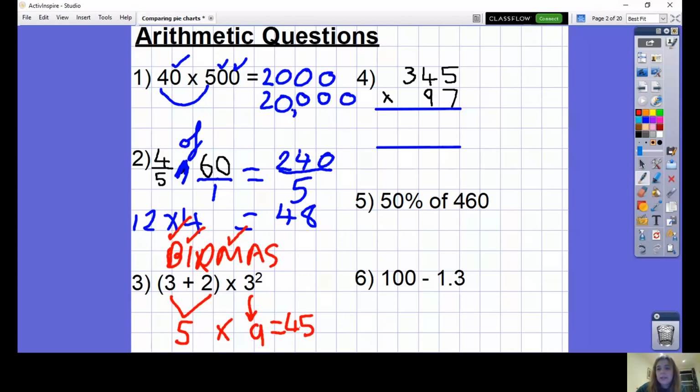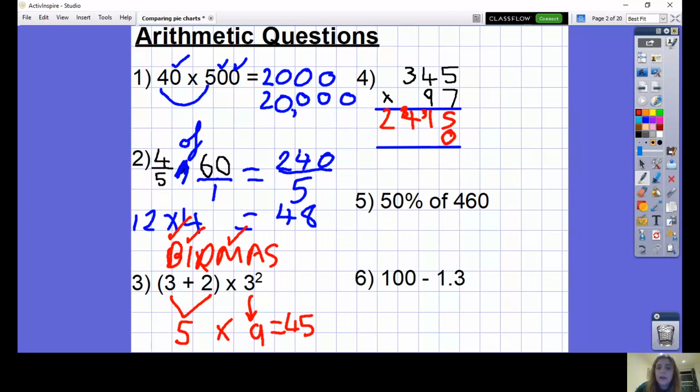345 multiplied by 97. This is a long multiplication question and I need to make sure I'm being careful with my regrouping. 7 times 5 is equal to 35. 7 times 4 is 28. Add 3 is 31. 7 times 3 is 21. Add 3 is 24. I like to regroup in the next box over rather than at the top because otherwise I get confused when I'm multiplying my tens.